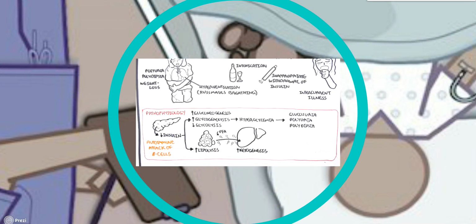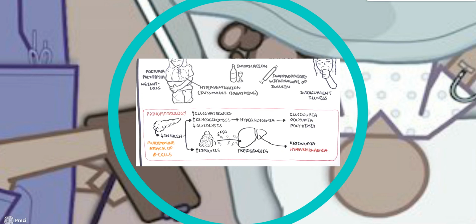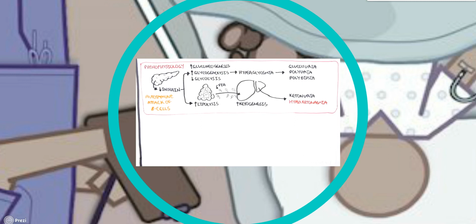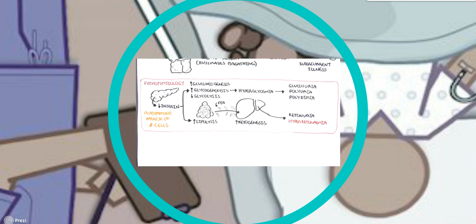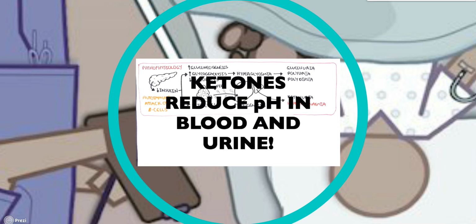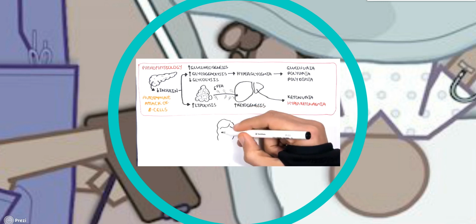With so much ketones being made, we get ketonemia. We get high ketones in the blood. And then subsequently, this means that we get ketonuria. We are peeing out ketones. And it's also important to know that ketones are acidic. Ketones are acids, and so they reduce the pH in the blood, but also they will reduce the pH in urine. This is the main pathophys we see in DKA.